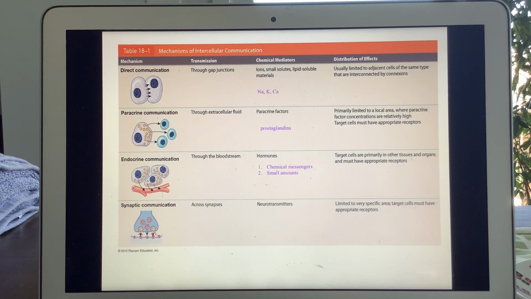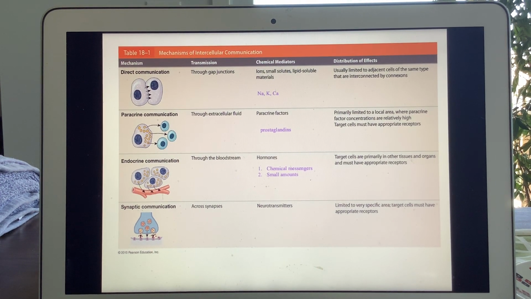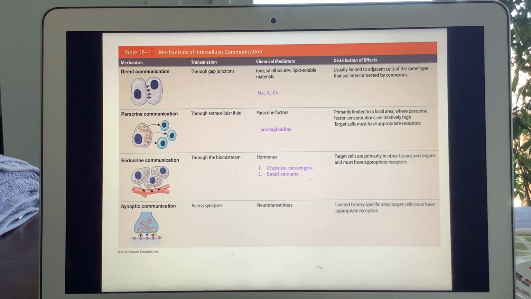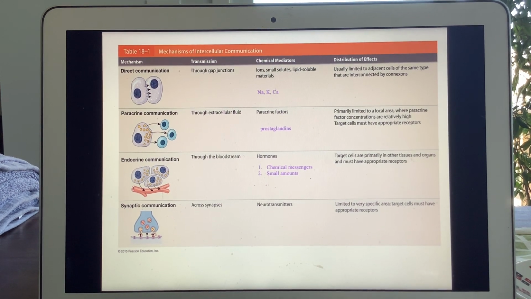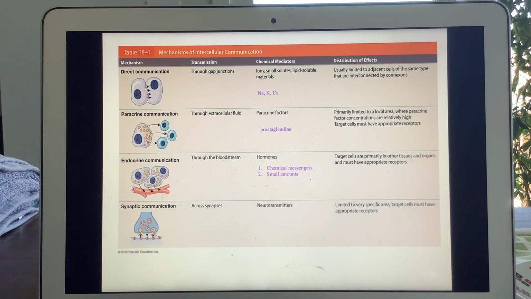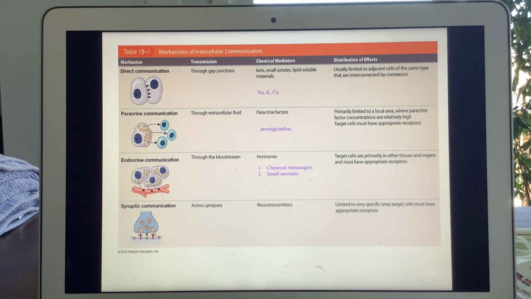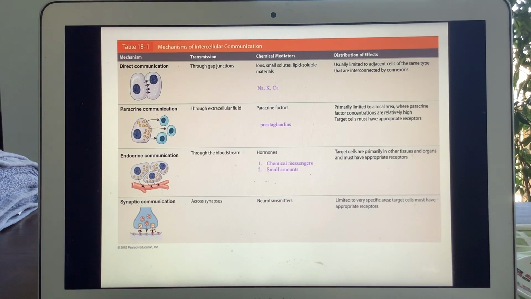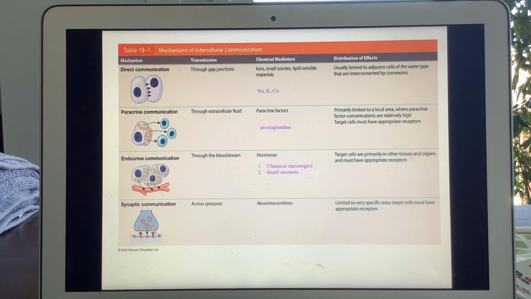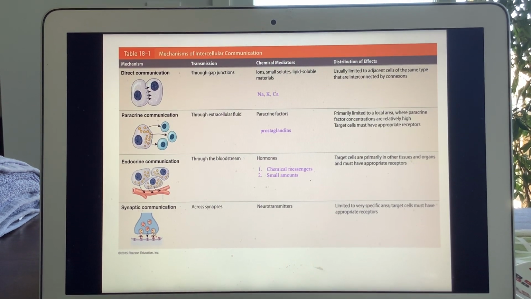So endocrine communication, inside secretors, they secrete those chemical messengers called hormones that are required in small amounts because they're reusable. They're going to go into interstitial fluid first, then through the bloodstream, and their target cells have to have appropriate receptors because they're not touching. Are you seeing a common theme here? If they don't touch, they have to have a specific receptor.